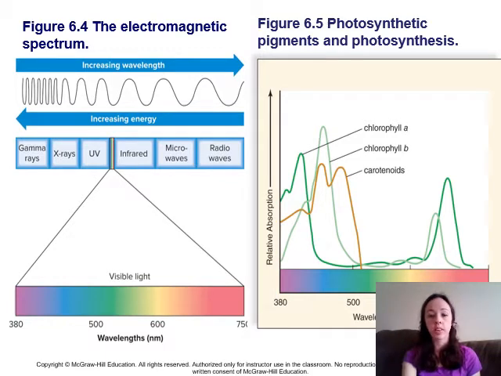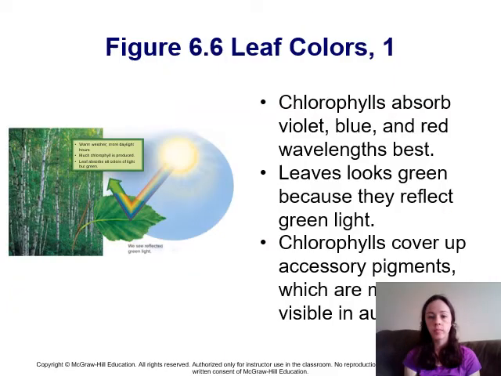The different pigments within the thylakoid membrane are able to absorb different wavelengths within visible light. The pigments that are found in the chloroplast are chlorophyll A, chlorophyll B, and carotenoid. And all of these absorb different wavelengths of visible light, and therefore will make the leaves the colors of the wavelengths they do not absorb. So chlorophyll A and B will absorb violet, blue, and red wavelengths the best, so therefore they will reflect green light, which is what makes leaves look green.